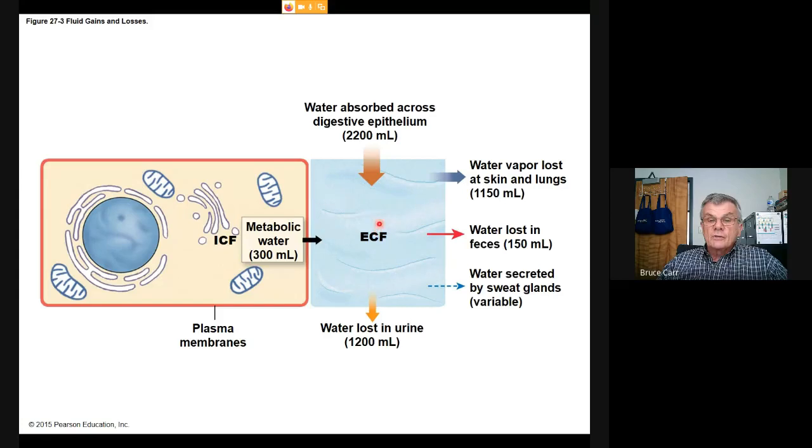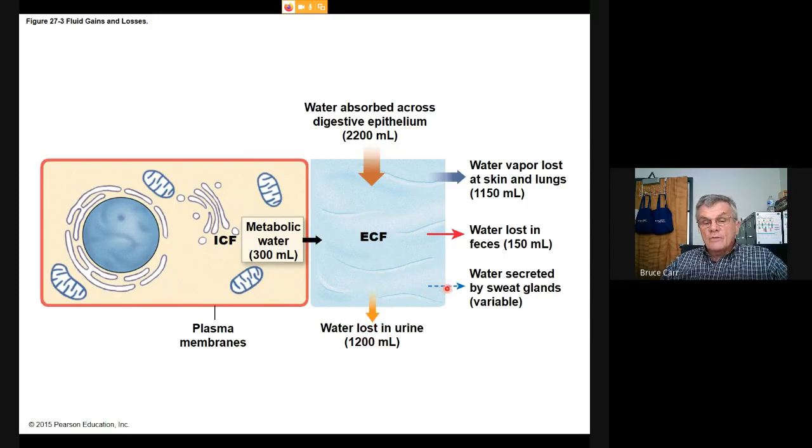And the losses. Water vapor lost at the skin and the lungs. This is insensible perspiration, and you'll notice over half of the water that we lose is that passive loss, that insensible perspiration. The feces are dehydrated to the point where we only lose a minor amount. And the urine is a major amount of the water loss, fully close to half.